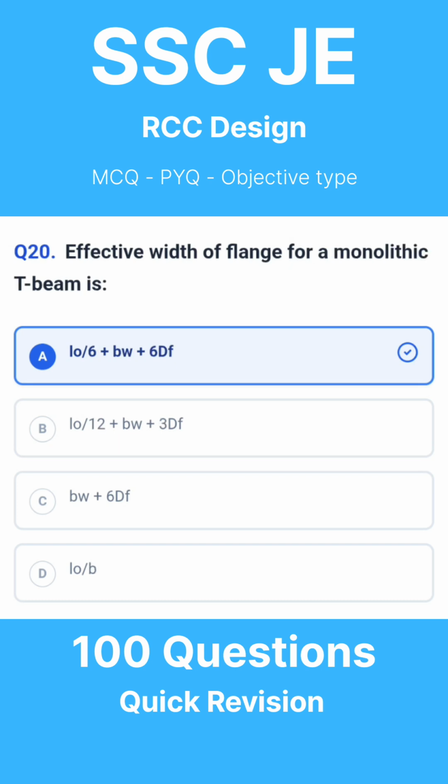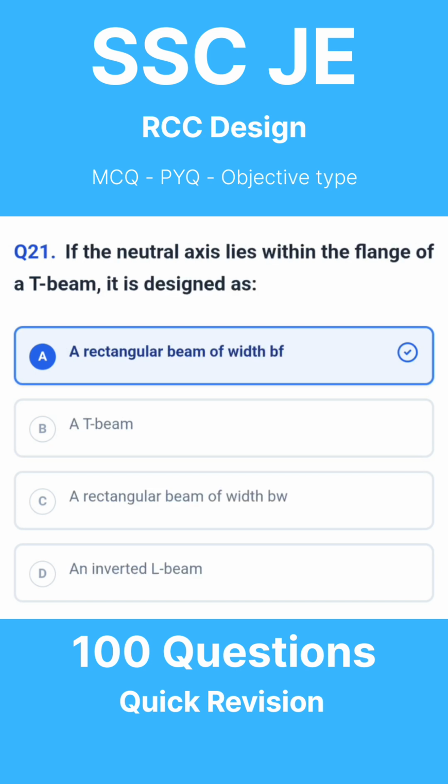Question 20. Effective width of flange for a monolithic T-beam is. The correct answer is lo divided by 6 plus bw plus 6 Df. Question 21. If the neutral axis lies within the flange of a T-beam, it is designed as. The correct answer is a rectangular beam of width bf.